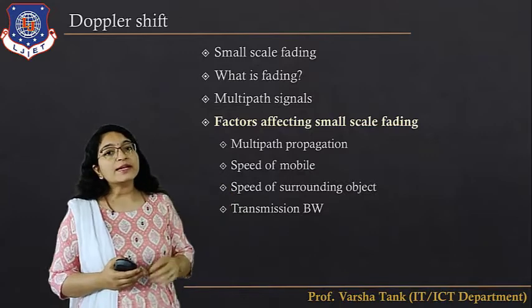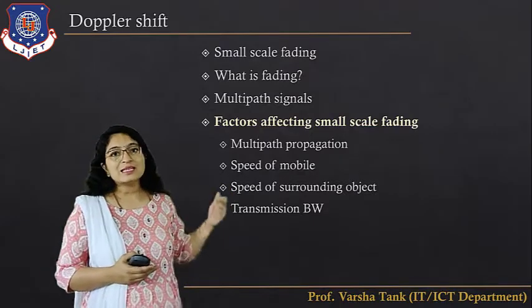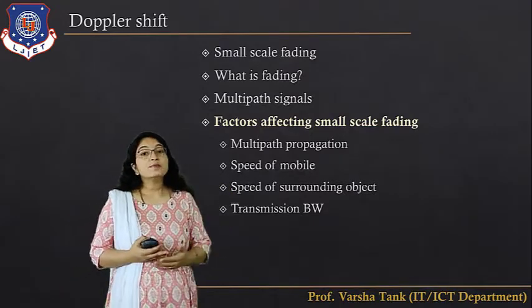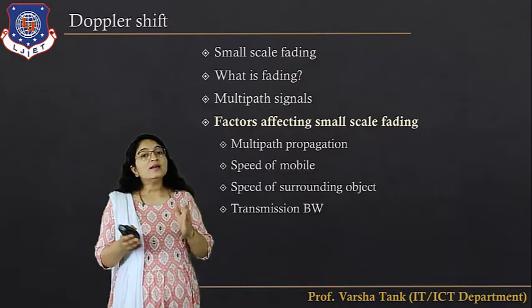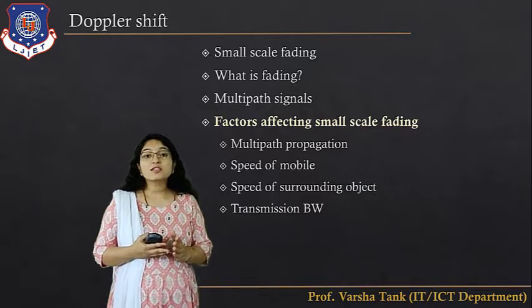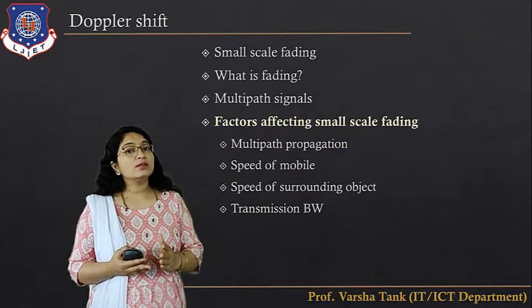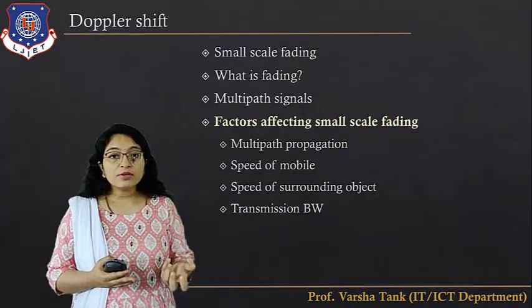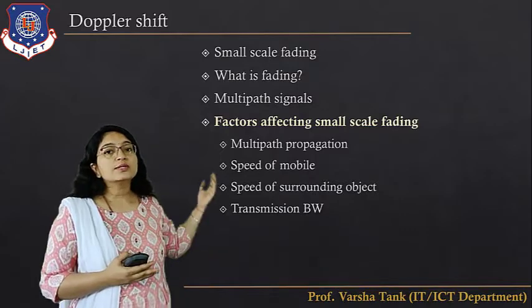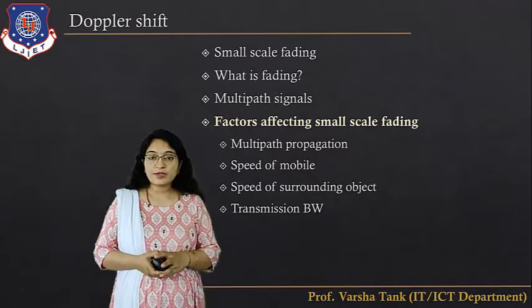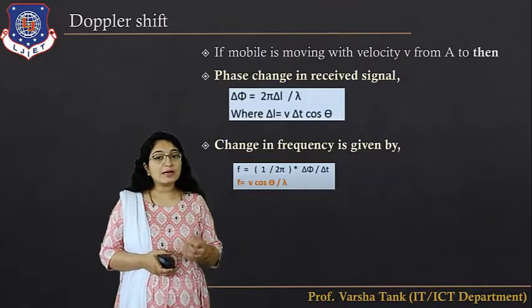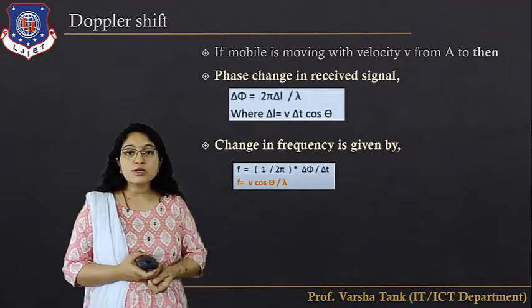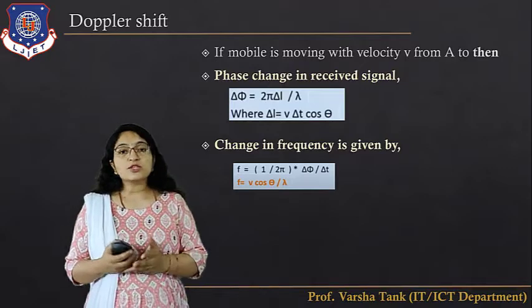The factors affecting small scale fading are multipath propagation, speed of the mobile, speed of surrounding objects, and most importantly the transmission bandwidth, that is, which frequency bandwidth you are using. One of the most important factors that affect small scale fading is the Doppler shift.